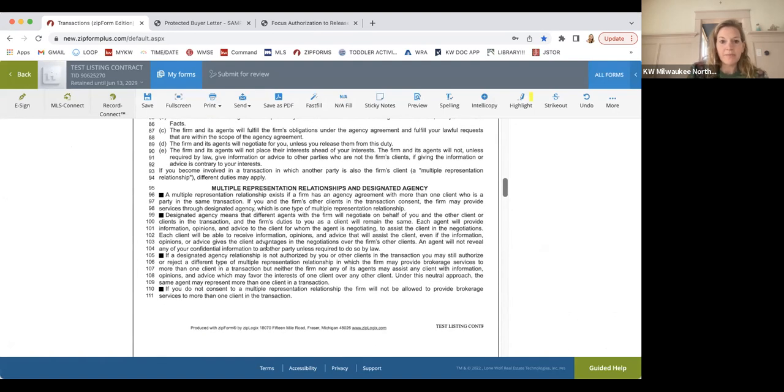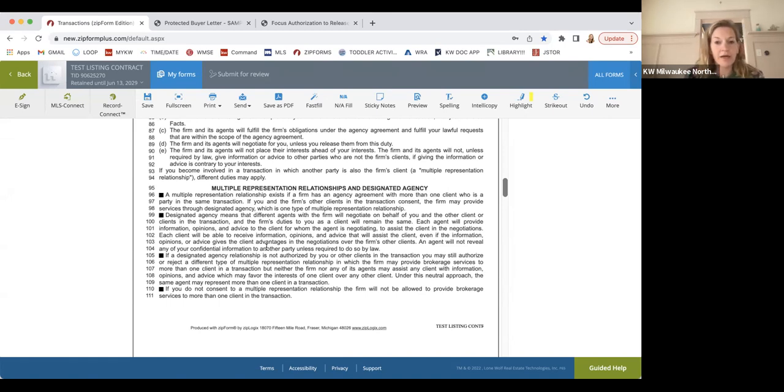So next up, if you become involved in a transaction in which another party is also the firm's client, a multiple representation relationship could exist and different rules may apply. So, multiple representation relationships and designated agencies. This occurs when, so we've got this listing contract, we've got our seller client, and I'm going to use an example. I've got a listing agreement with my seller.